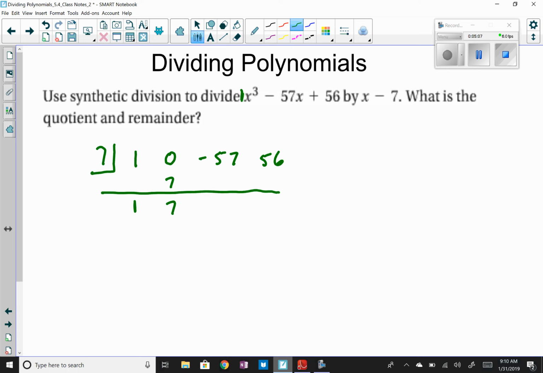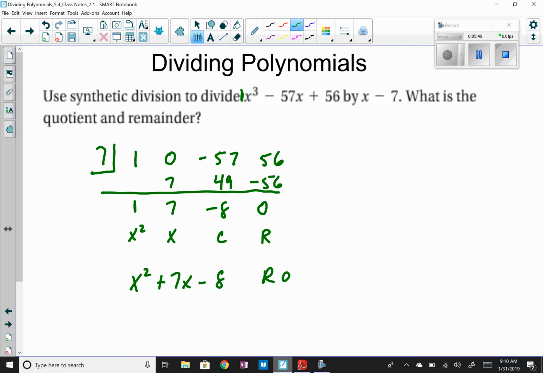We multiply 7 times 7. We get 49. That column is complete. So we add them together. We get negative 8. Now we multiply 7 by negative 8. We get negative 56. Add that column together. We get a 0. So the column all the way to the right is our remainder column. Negative 8 is our constant, then our x column, and x squared column. So what we have now is x squared plus 7x minus 8 with a remainder of 0.